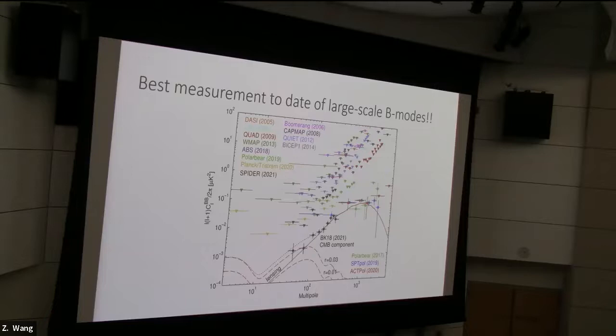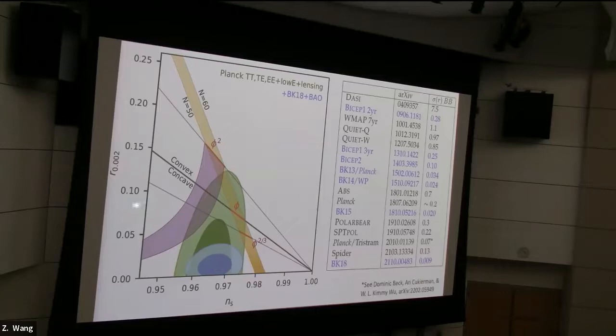So that allows us to constrain the tensor below a certain level, and the most convenient plot to tell us something about inflation is this r versus n_s. n_s is the spectral index for scalar. So these are the two parameters most related to inflation. And this is the current 1 sigma and 2 sigma constraints coming from BK18, okay?